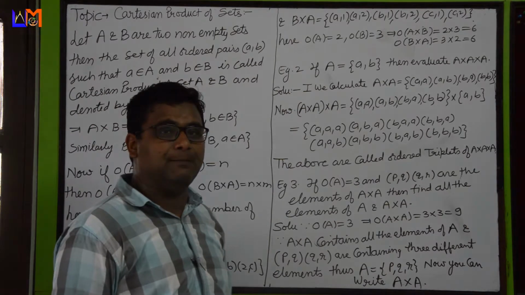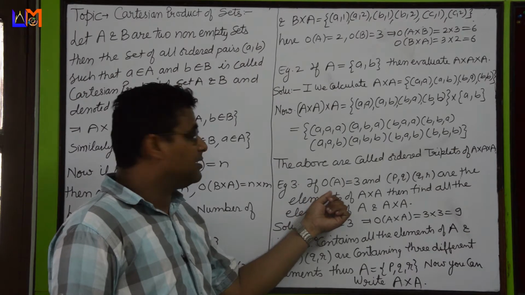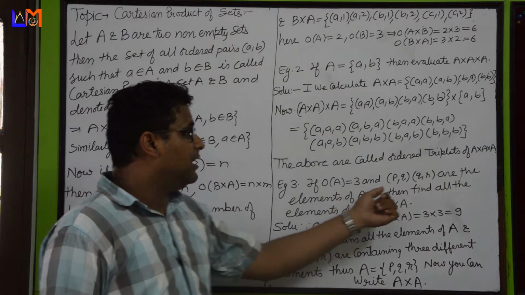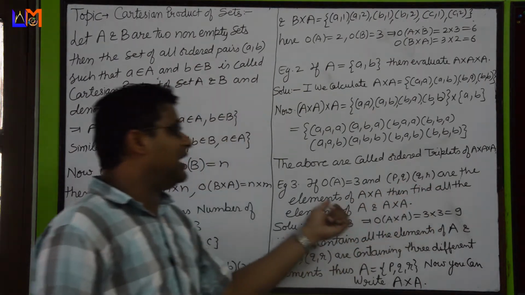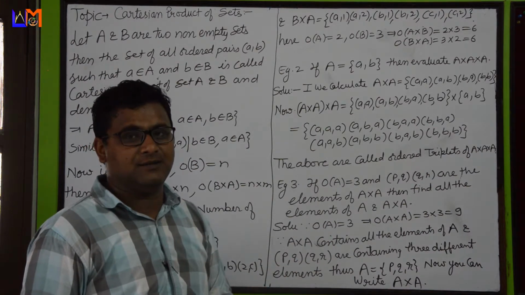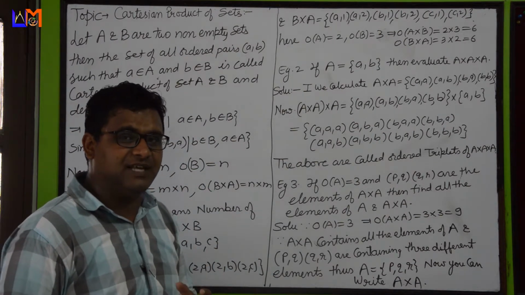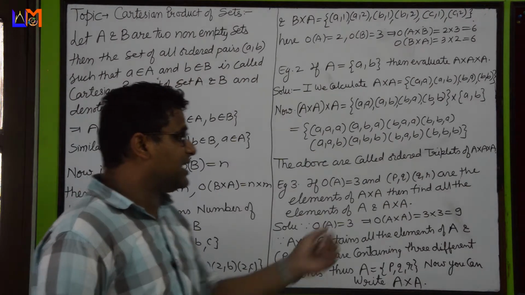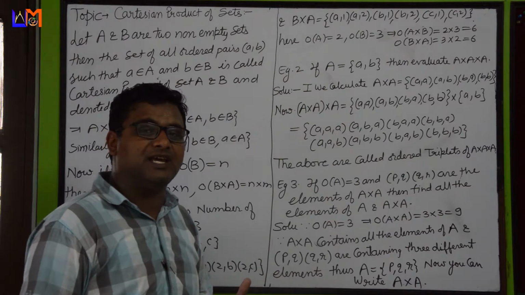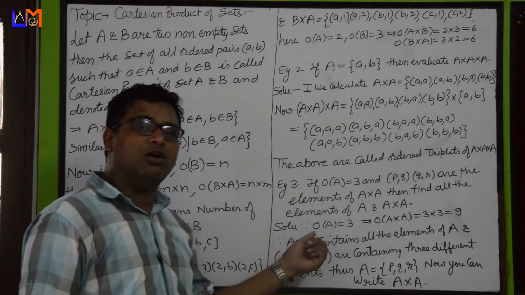Now I will take another example. Order of A is 3. Any set A is given in which the order is 3, and (P,Q) and (Q,R) are the elements of A cross A. Then we need to find all the elements of A and A cross A. A set A is given to us which has 3 elements, and 2 elements of A cross A, (P,Q) and (Q,R), are given. So we need all the elements of A and all the elements of A cross A.